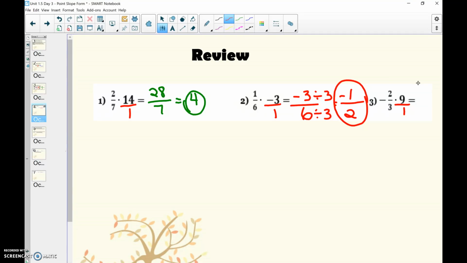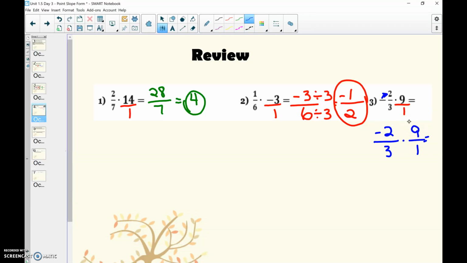Go ahead and pause here, try the last one on your own, and then press play when you're ready to see the actual answer for it. Alright, so again, this one a little bit trickier. There's a negative in front of it. Just place it on the numerator. So really it's going to be negative 2 over positive 3 times 9 over 1. Just make it a little bit easier for you to see.